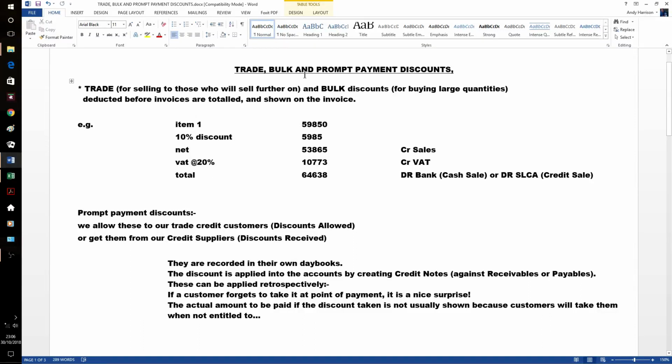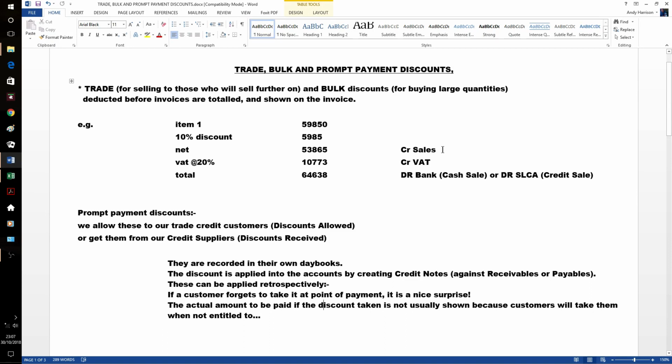going to sell the goods on, and bulk discounts for people who buy large quantities off us. They're deducted before the invoices are totaled and the breakdown is shown on the invoice. So you will see items, a discount, trade or bulk, the net, VAT, added to the total. And we'll post these off into our ledgers.